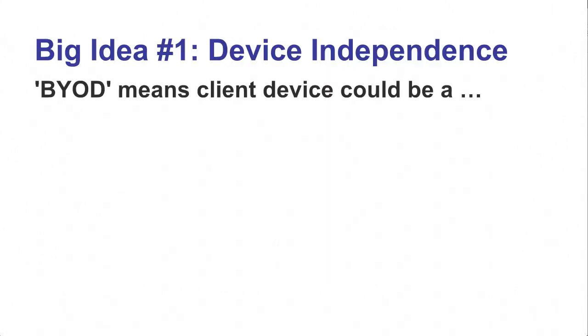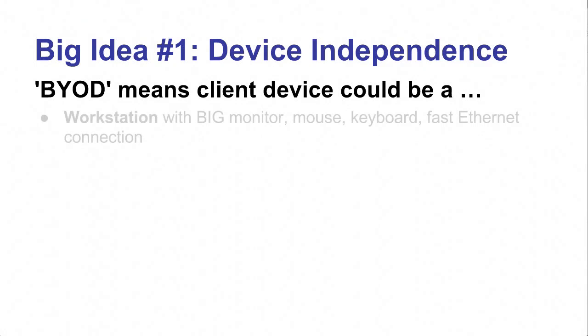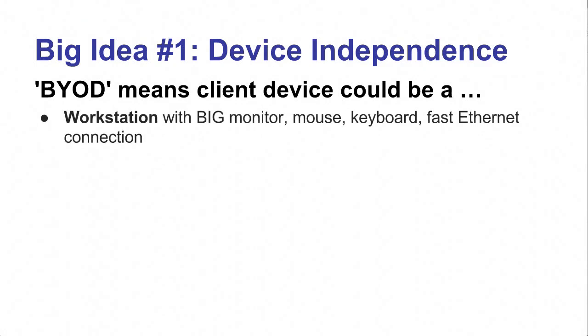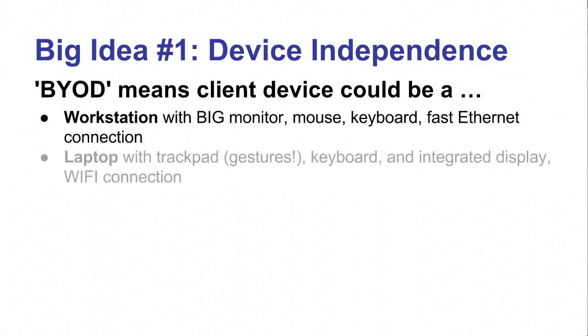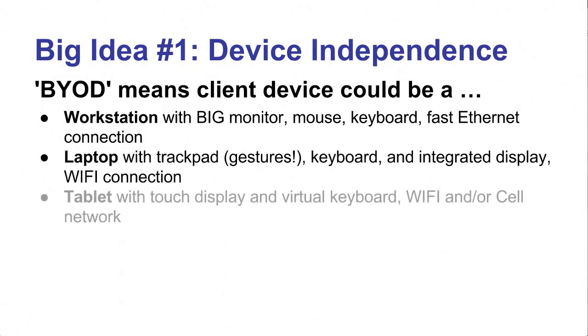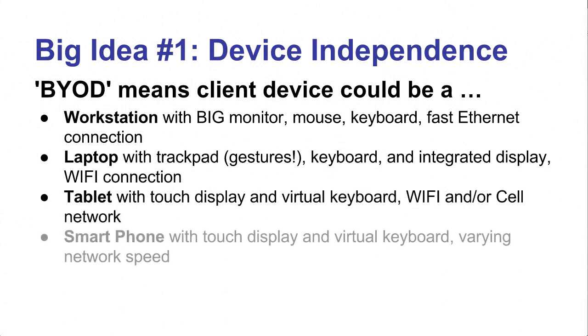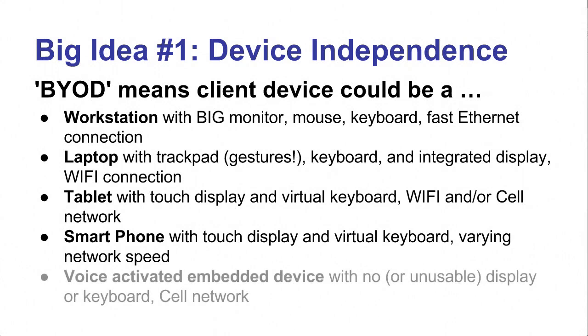This leads us to the first big idea, device independence. A client device could be almost anything: a workstation, a laptop, a tablet, a smartphone, or even an embedded device without a screen or keyboard at all. With such diversity, it's perhaps not surprising that compatibility issues take up so much of a web developer's time.